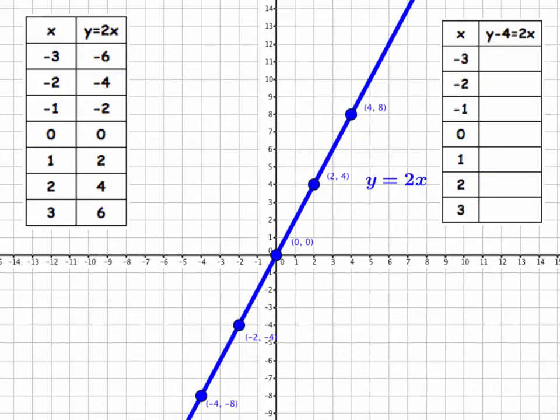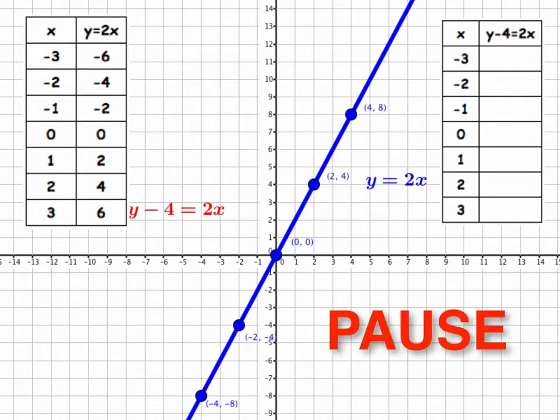Alright, so here's the graph of the equation y equals 2x, and here are 5 ordered pairs both on the graph and in the table of values to the left. So what I'd like you to do is to quickly pause the video and please graph y minus 4 equals 2x and complete the table of values on the right.